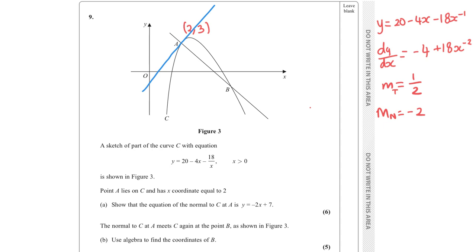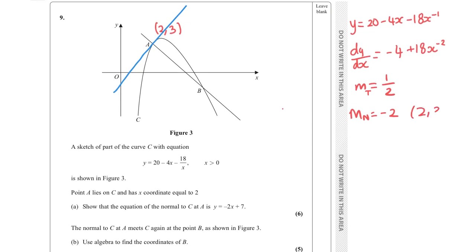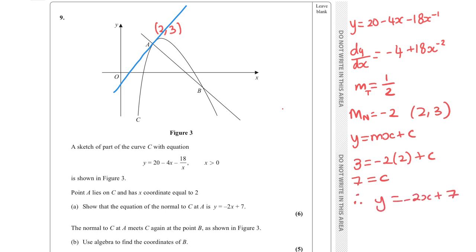I have my y-coordinate, I have a gradient, and now I have a pair of coordinates, which is 2, 3. I'm going to use y equals mx plus c. So 3 equals minus 2 lots of 2 plus c. So 7 equals c. Therefore, y equals minus 2x plus 7. So we've proved that now.